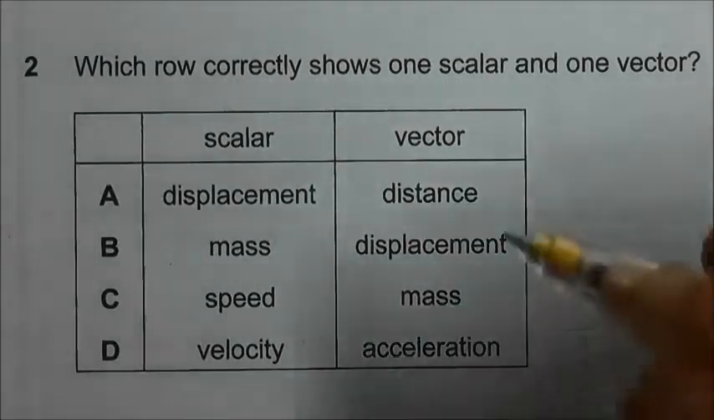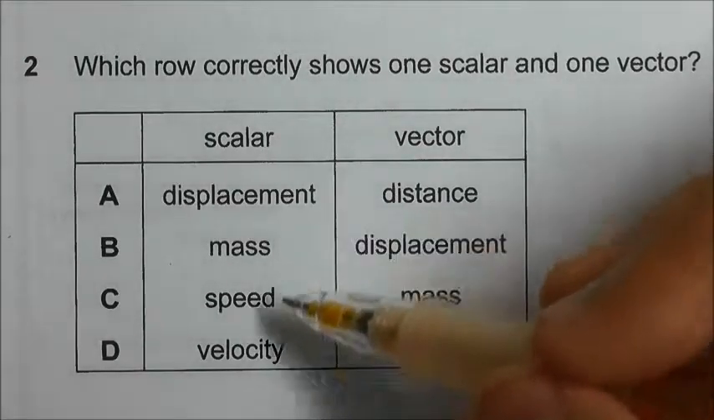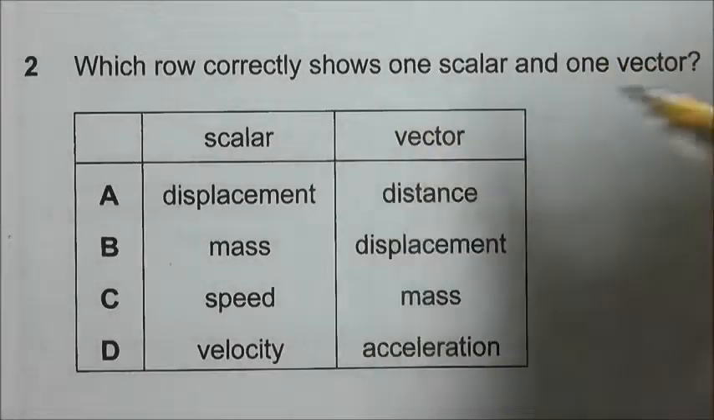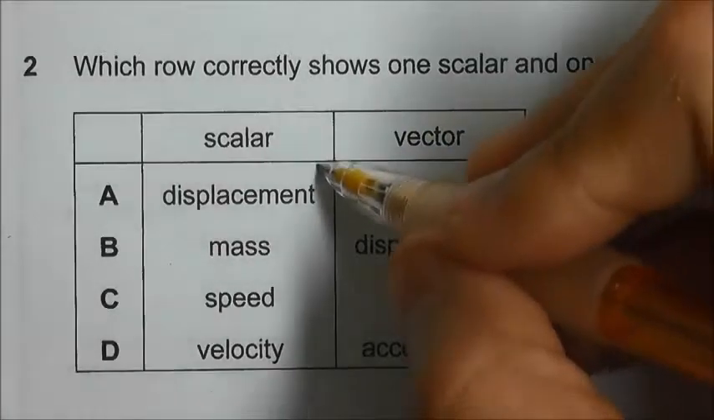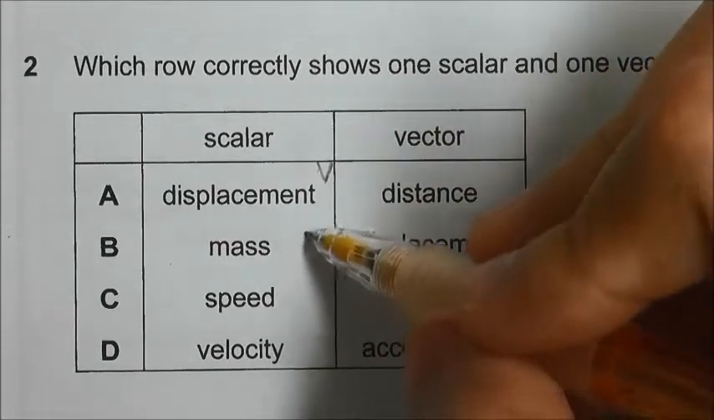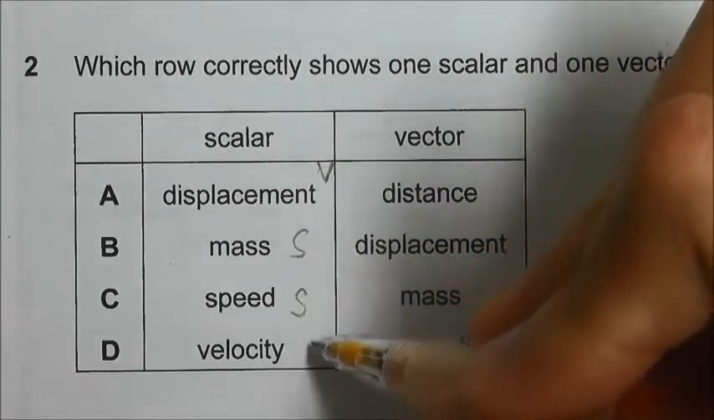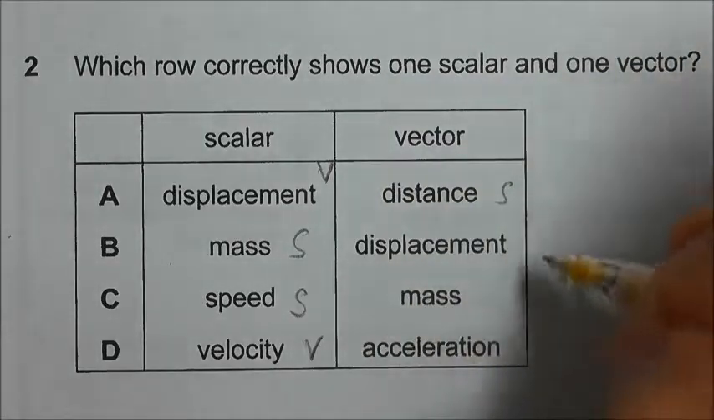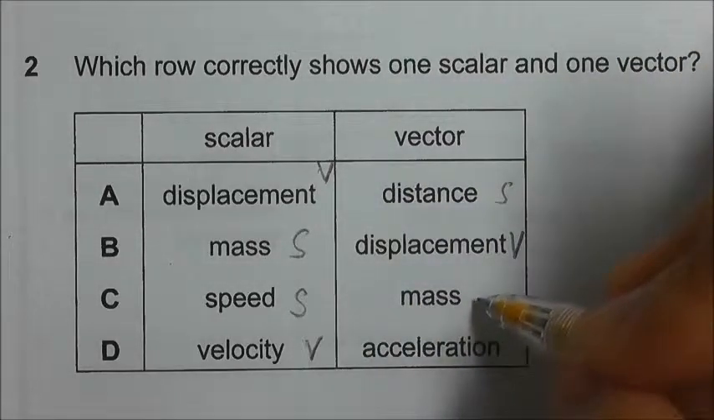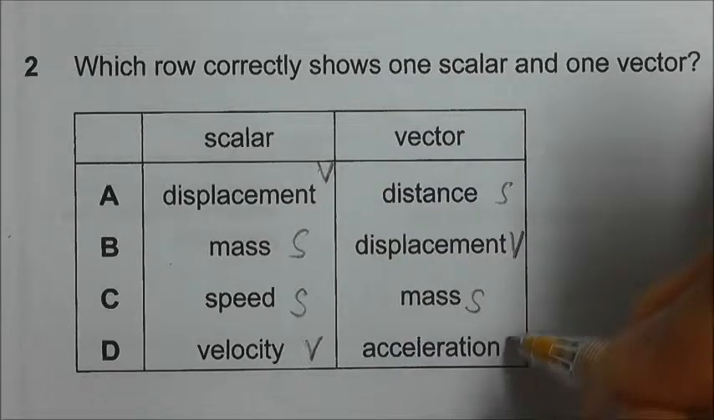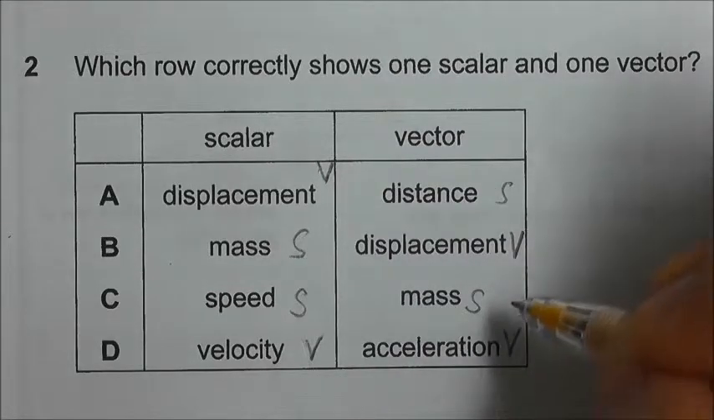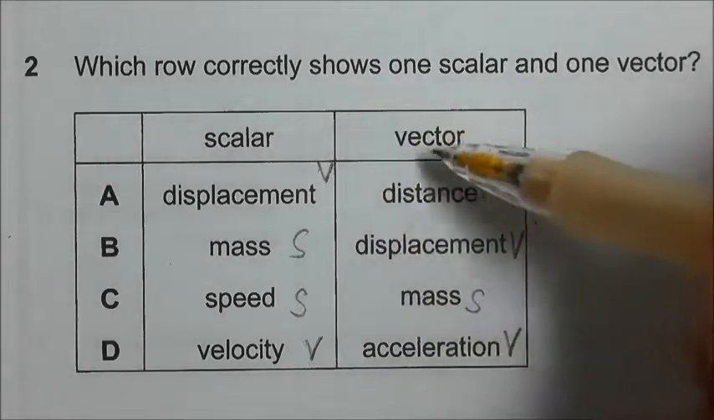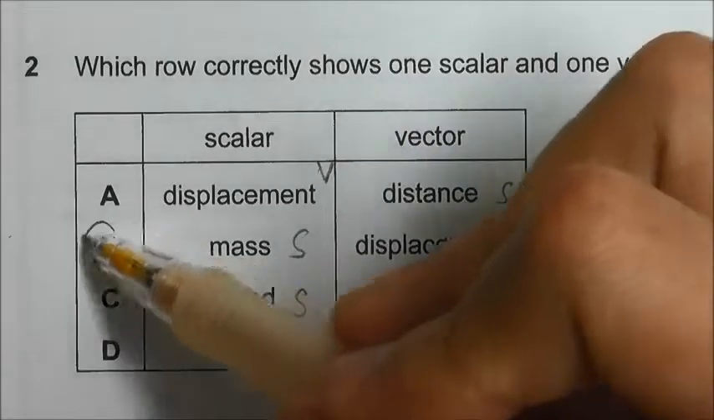Okay, we just need to label whether the following quantities are scalar or vector, and we can answer this question. Displacement is a vector, mass is a scalar, speed is also a scalar, velocity is a vector. Distance is a scalar, displacement is a vector, mass is a scalar, and acceleration is a vector. So in this case, the option that fits the header, scalar and vector, should be B.